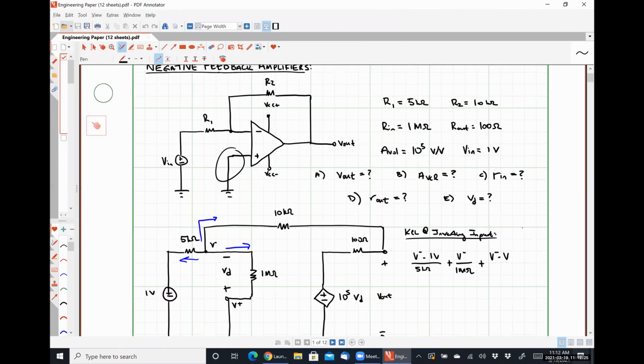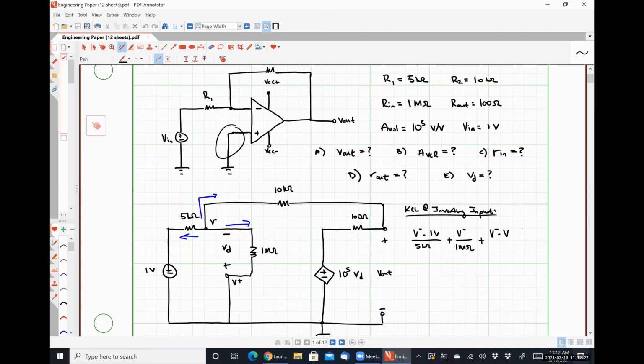Alrighty, sorry about that. So I'm going to have V minus V out divided by 10 kilo ohms and set this equal to 0. And now I'm going to do Kirchhoff's current law at my output terminal. So to be clear, I'm going to be adding this current and this current together. There's no current flowing through the open circuit, so it should just have the 2 terms.